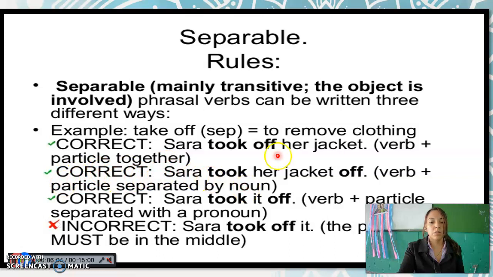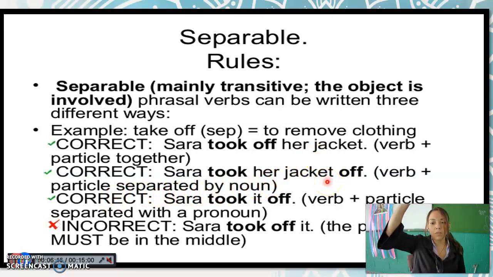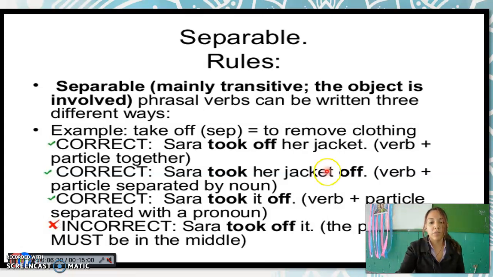And the second example is Sarah took her jacket off. Okay, so if you can see, this example is correct as well, because the particle is separated by the noun. The noun is the jacket. In my case, this is my jacket. Okay, and the incorrect form: Sarah took off it.